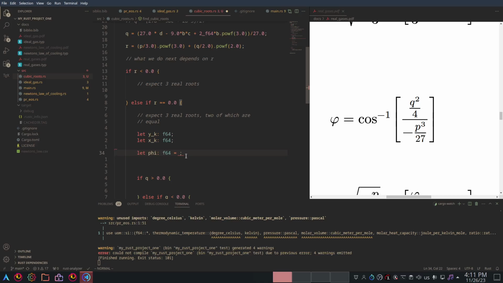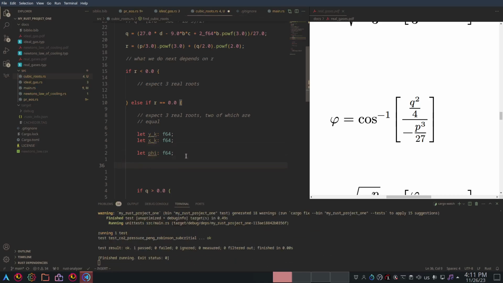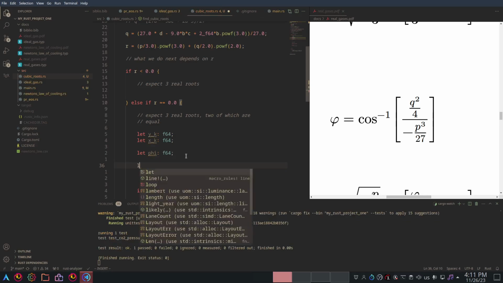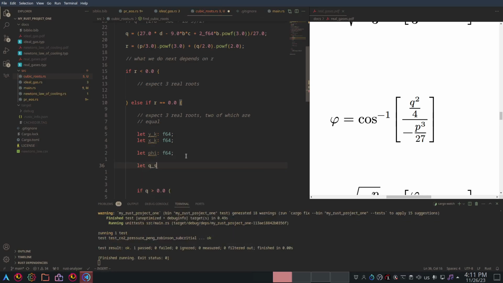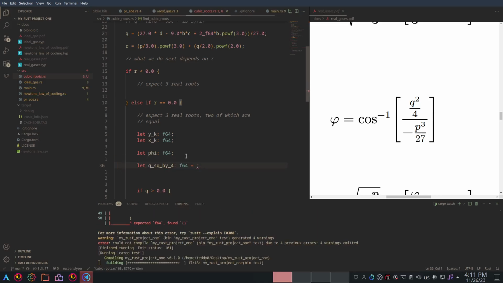I'll just do it the normal way. Okay, so let's do the numerator first. Let q squared by 4, f64. So this is the numerator. Okay, this is the numerator.